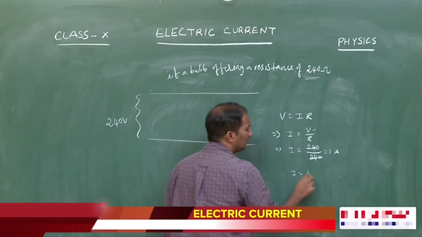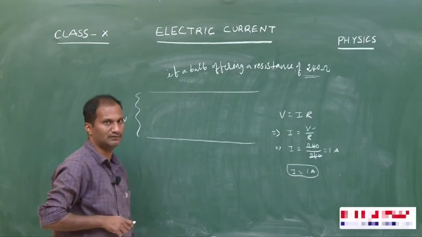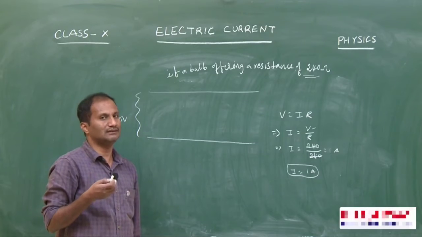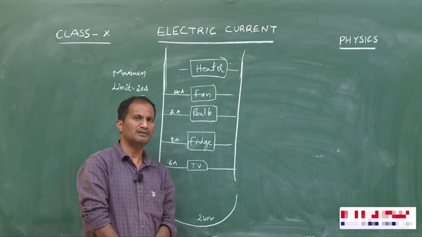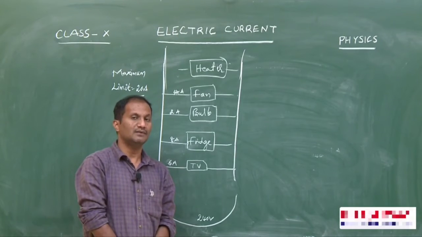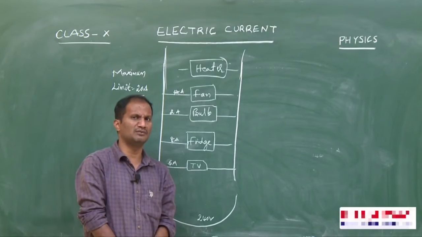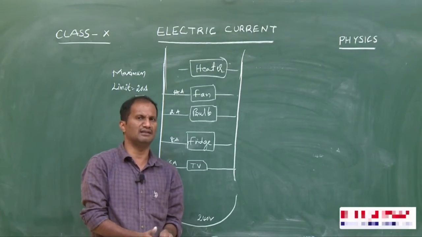So I equals 1 amp in the case of a bulb whose resistance is 240 ohms. Like that, we can calculate the amount of current consumed by all appliances in our home if we know the resistance offered by them. Now we are going to understand what the effects are if we are drawing more current than allowed in our home appliances or in our home.